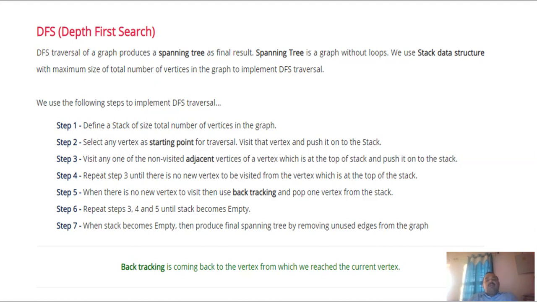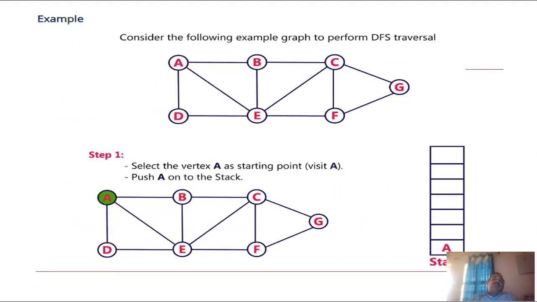Repeat steps 3 and 4 until the stack becomes empty. When the stack becomes empty, produce the final spanning tree by removing the unused edges from the graph. So this is an example. Consider the following example graph to perform the DFS algorithm. Clear? So this is the DFS algorithm.